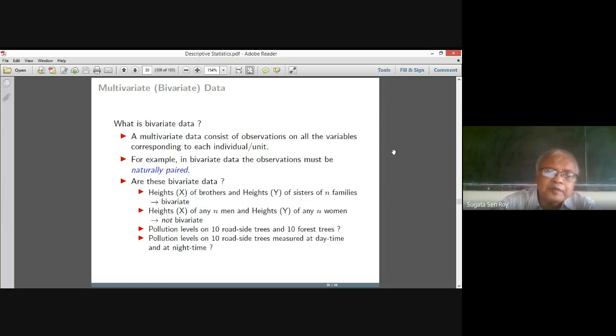But if I want to measure the daytime and the nighttime pollution, I'll have to look at the same tree and see what the pollution level on the tree was during the day and during the night. It has to come from the same unit. You have to be very careful, as this can get mixed up. When you look at correlation and regression, the data must be naturally paired. It needs to come from the same unit.